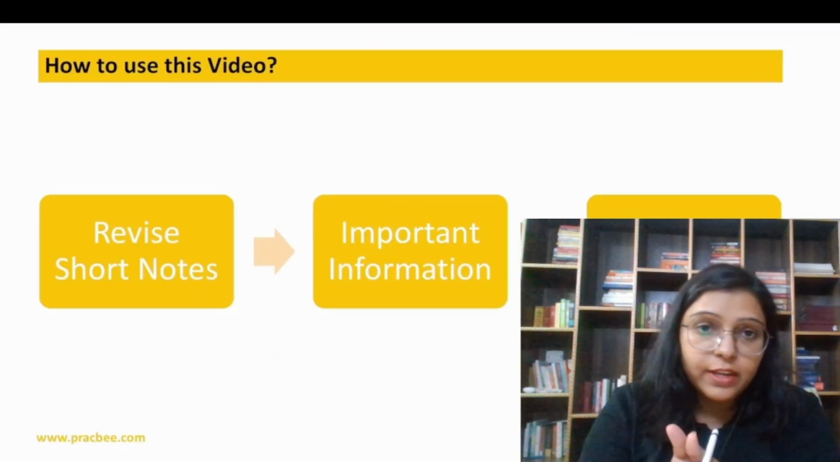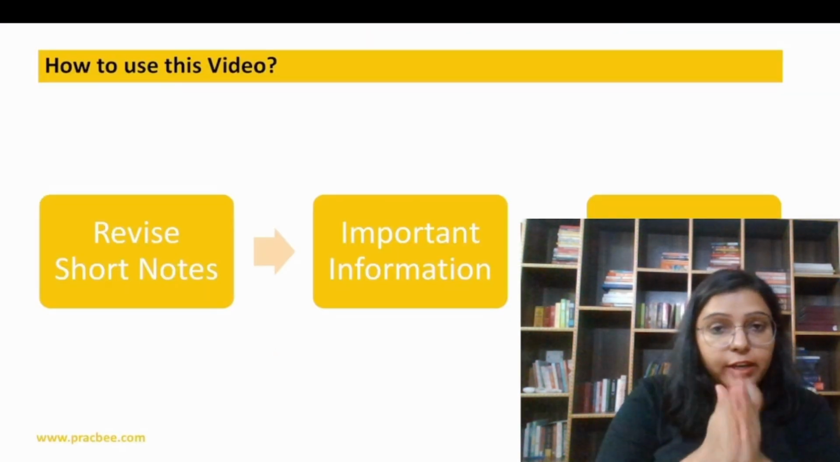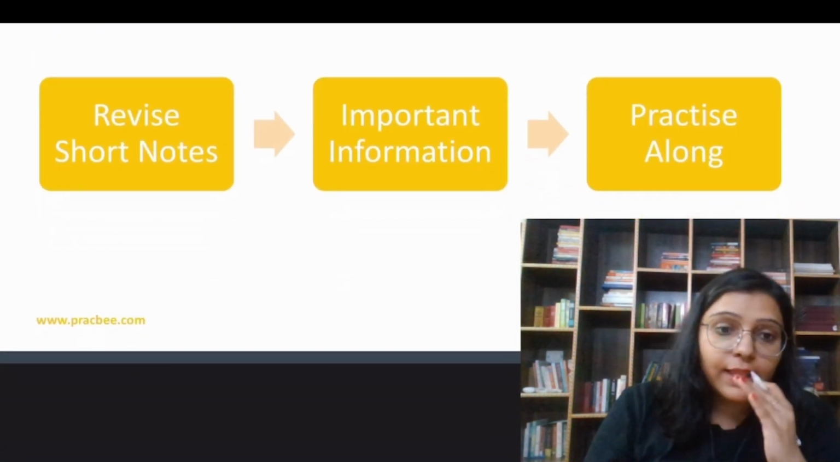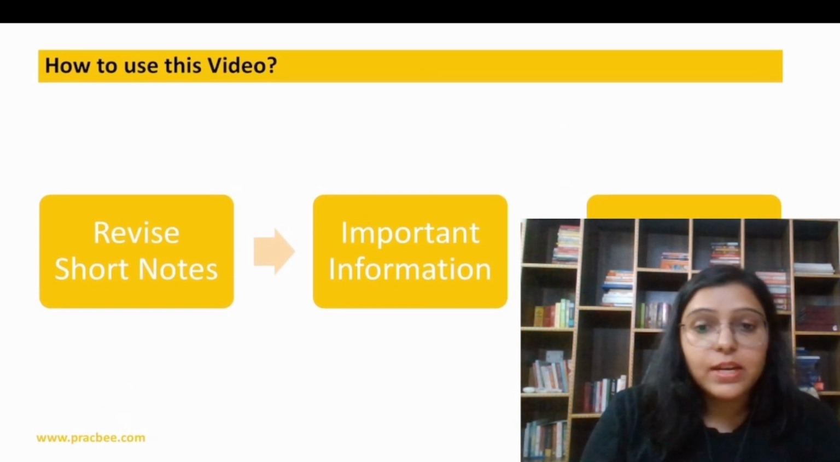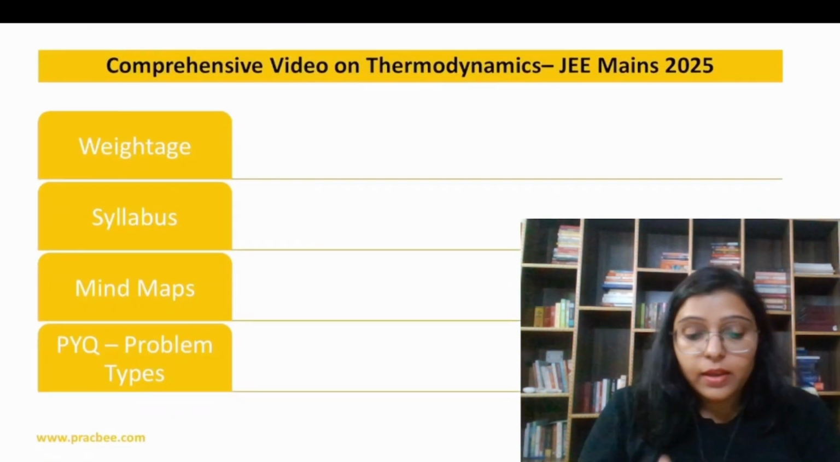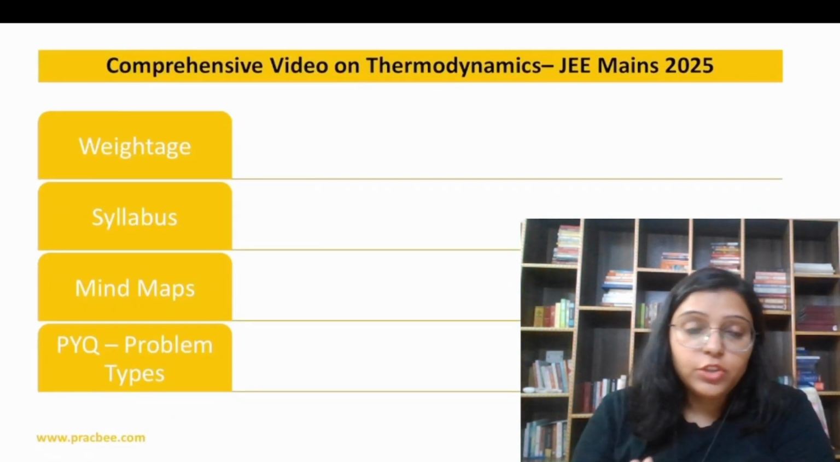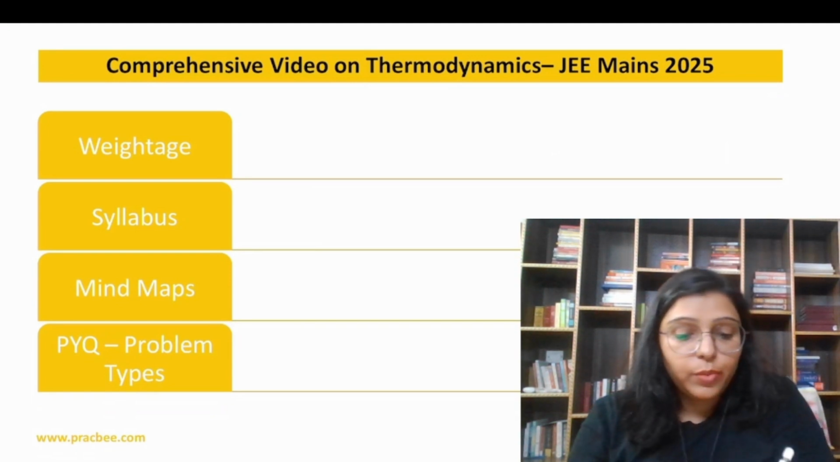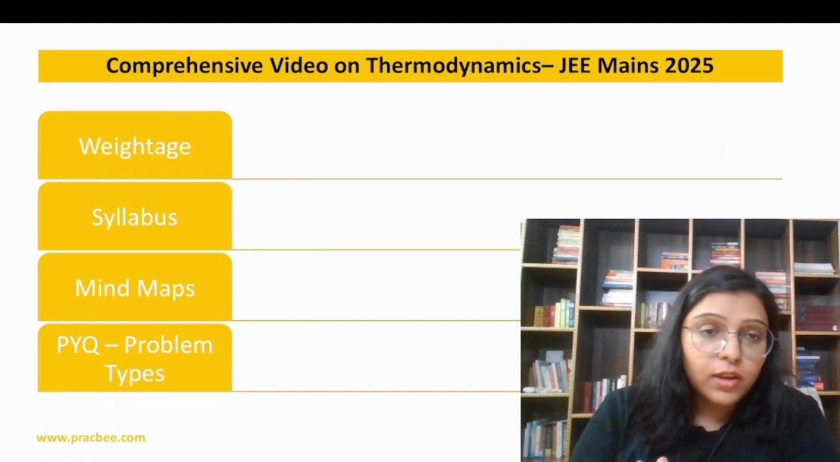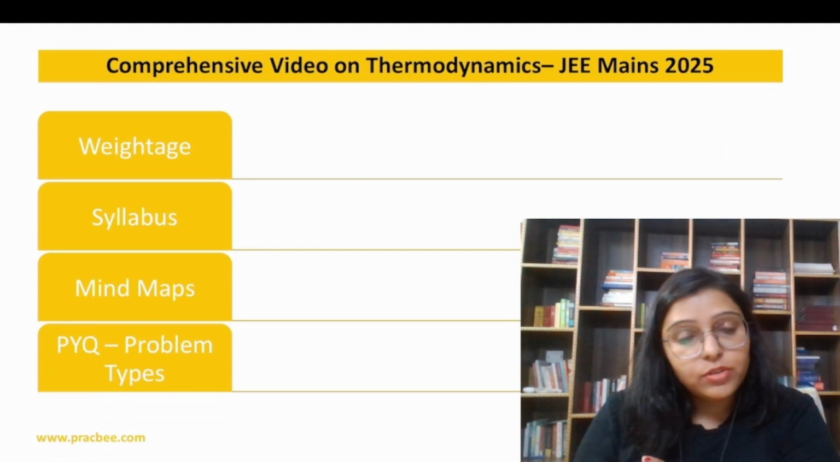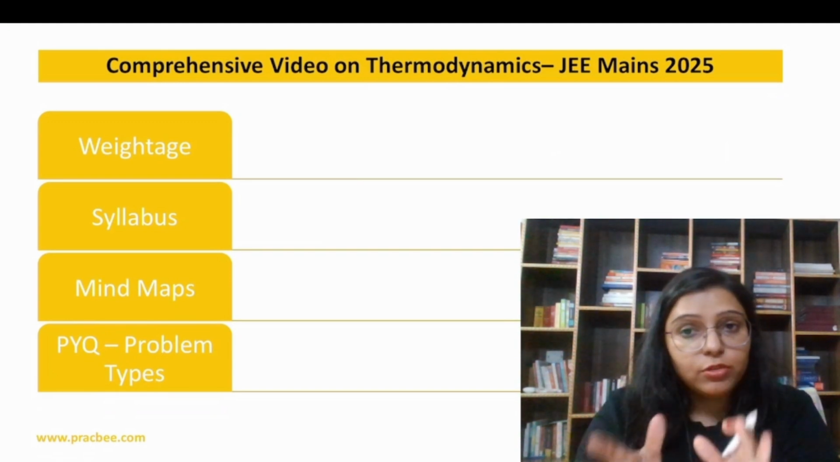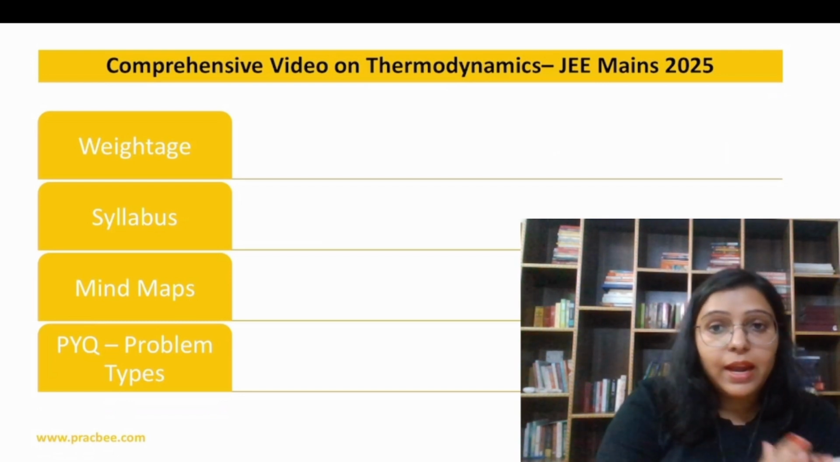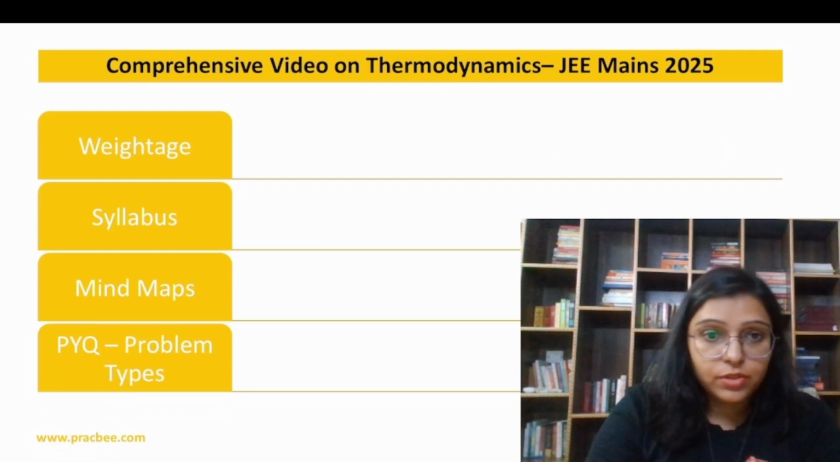You have to revise your short notes, then write down the important information, and then you can start doing the practice, and then you can start solving the questions. But first, let's discuss the weightage. The weightage is around 7%. In every set, we have two questions from thermodynamics. Syllabus, I'm going to discuss with the mind map, and then we will solve the previous year questions.